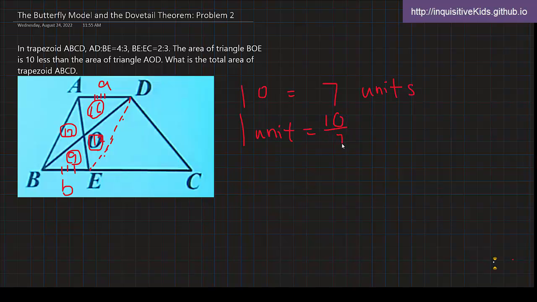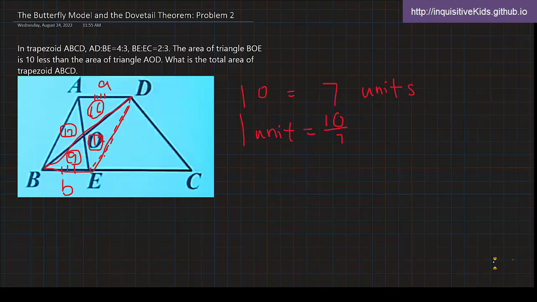Since we have the correspondence between 1 unit and the area that it represents, the only thing we're missing now is how many units is DEC. Well, let's first look at triangle BED. Triangle BED is the combination of 12 units and 9 units, which is 21 units.